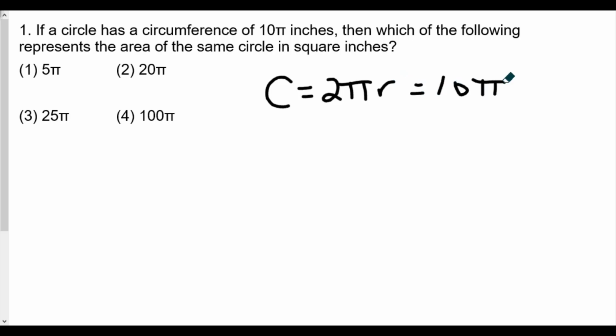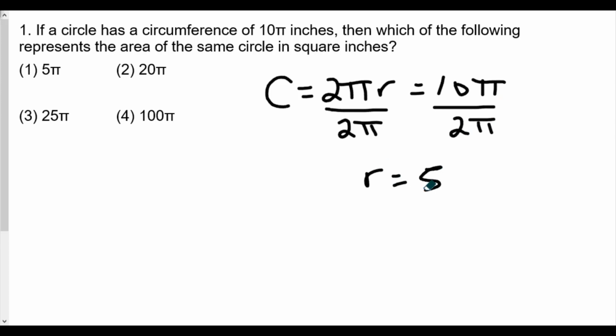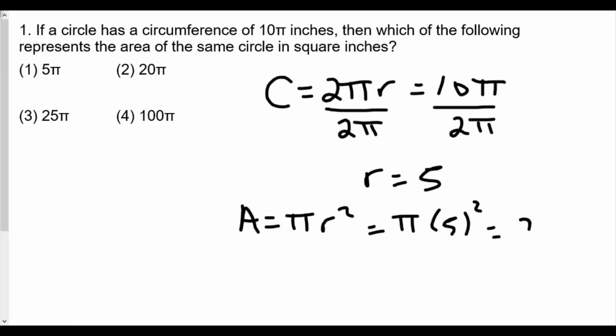We said that the goal is to get the radius by itself. So if we divide both sides by 2 pi to find r, we're going to get the radius equal to 5. Since our area is equal to pi times the radius squared, that's pi times 5 squared, which is equal to 25 pi. Okay? And so that's choice number 3. Let's take a look at the next question.